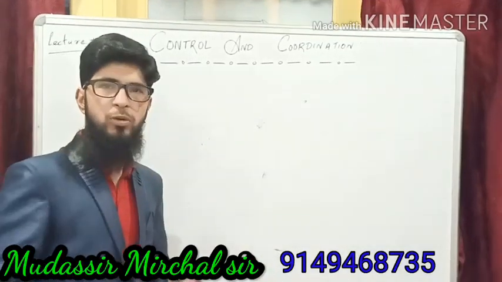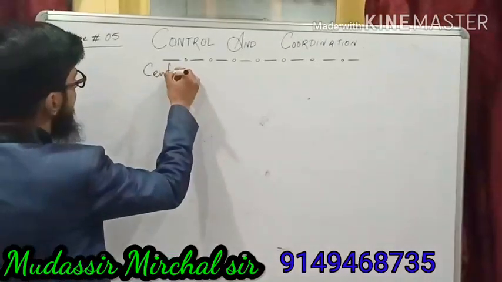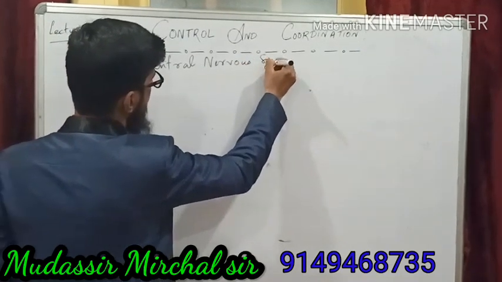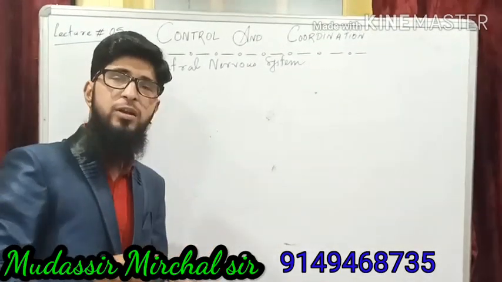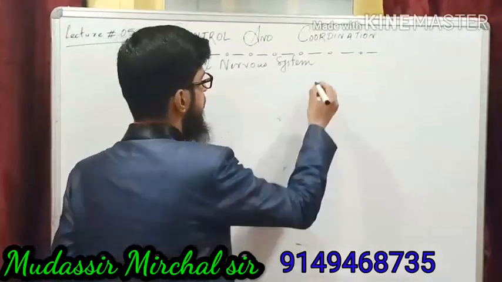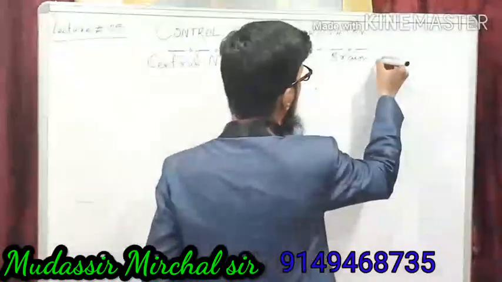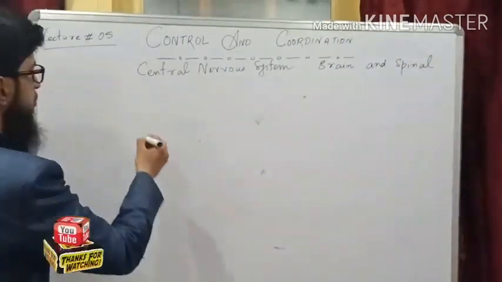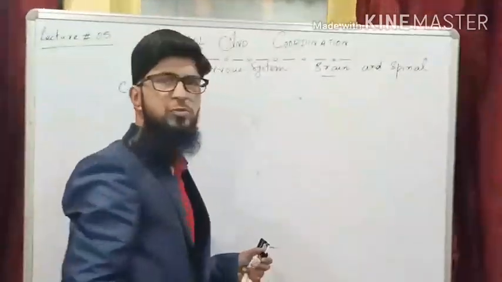Now we shall talk about the central nervous system. So our today's topic is central nervous system. As I already told you, the central nervous system includes two parts: the brain and the spinal cord. Once we are done with the brain, we will talk about the spinal cord.